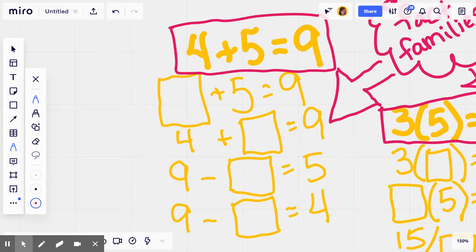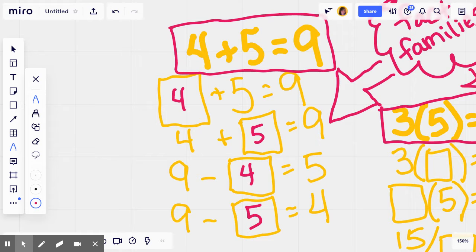We'll start with 4, 5, and 9. We can make several equations out of 4, 5, and 9. So something plus 5 is 9. Well, we already know that's 4. 4 plus something is 9. We know that's 5. 9 minus something is 5. Well, it's got to be 9 minus 4 is 5 because the opposite of addition is subtraction. 9 minus something is 4. Well, that's got to be 9 minus 5 is 4.